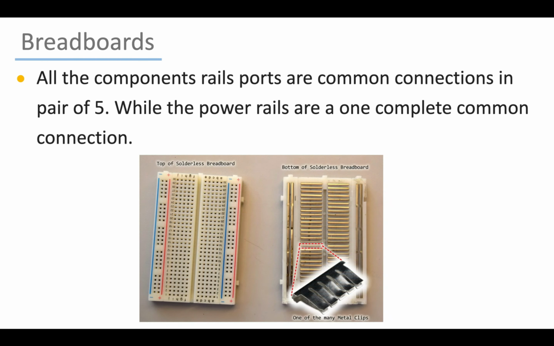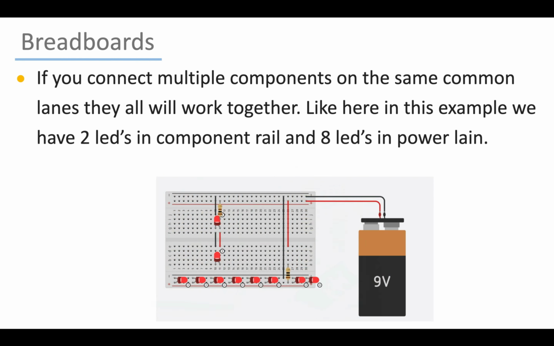All the component rail ports are common connections in pairs of 5, while the power rails are one complete common connection. And all these common connections are nothing but these metallic strips, which you can see here. These are known as metal clips and they are designed to hold the components. Whenever you insert any component there, they will perfectly hold it. If you connect multiple components on the same common lanes, they all will work together.